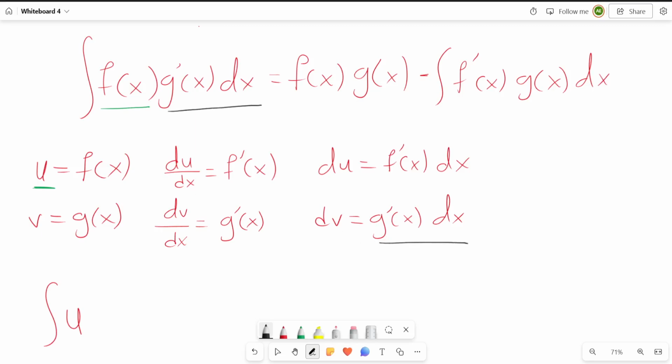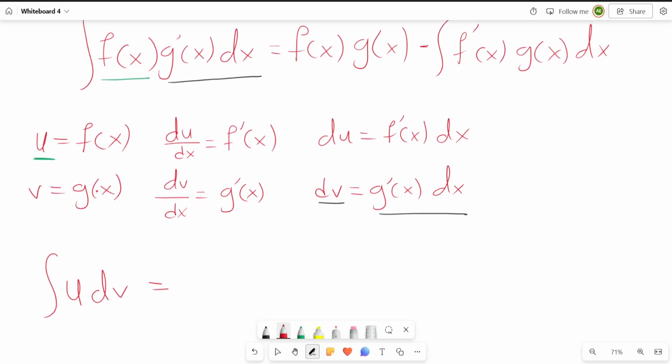What is g dash of x? It's basically dv, right? So u multiplied by g dash of x, which I can change with dv. This is equal to, okay, f of x is u, g of x is v, so this is nothing but u times v, this part over here, and then minus integration.